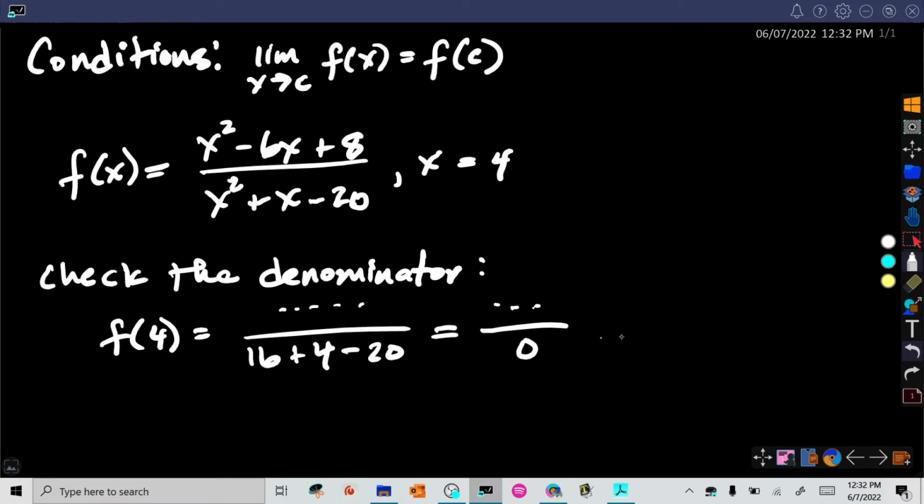So in this case, it is not continuous at x equals 4, because we get a 0 denominator. So the function is not continuous at f of 4. So not continuous.